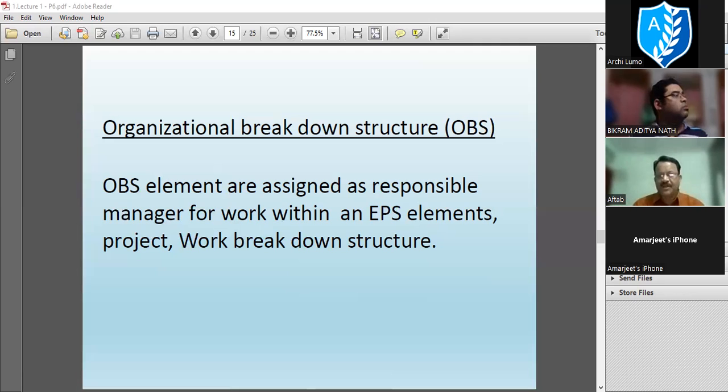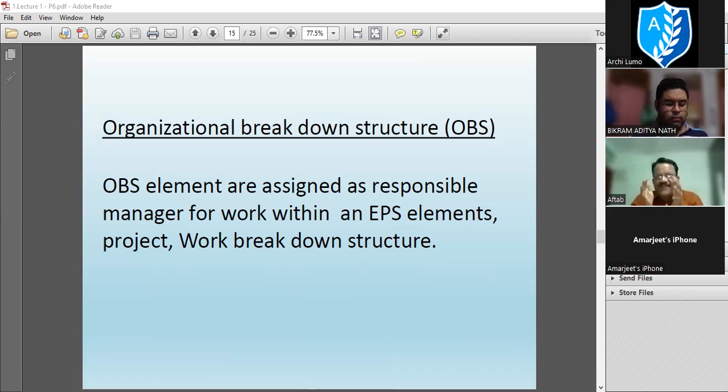Such as, I will explain it on the slide also, but let me explain first verbally. Suppose any building project is there or a villa project is there. Suppose it is just a G+1 villa or a ground story villa, a 1-story villa.